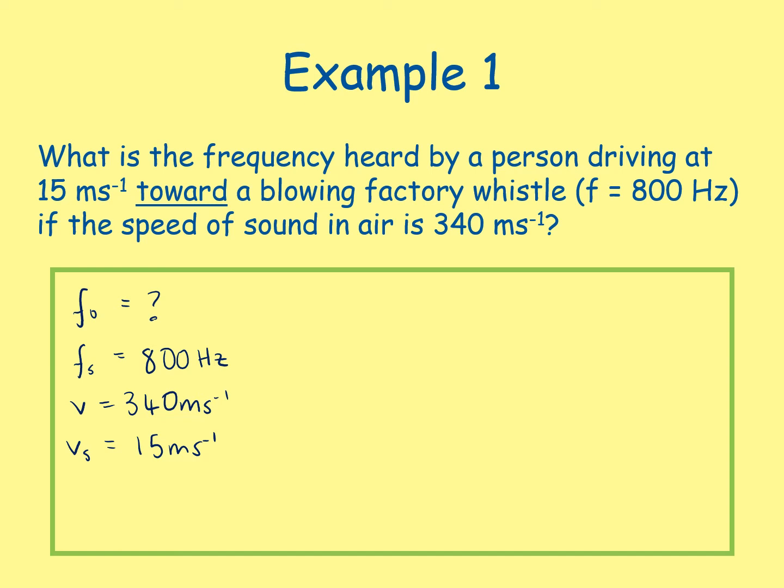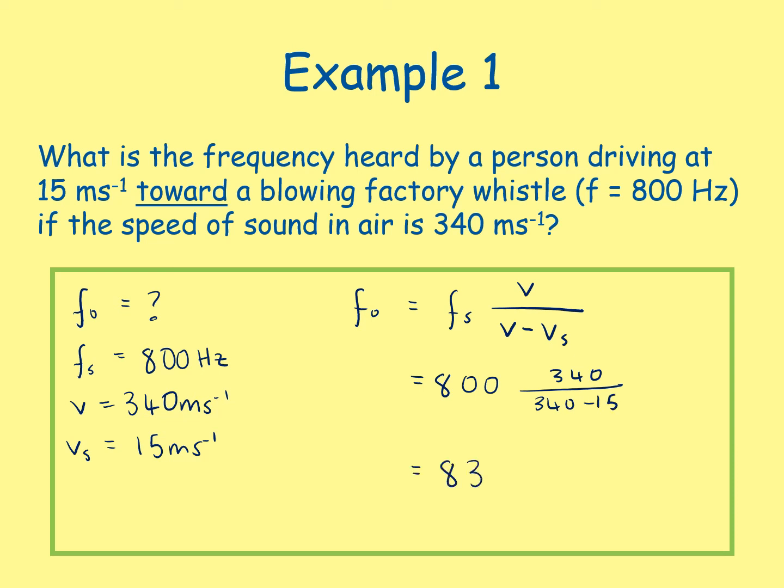We want to figure out what equation we want to use. So it's always going to be Fo equals Fs and V over. Are we going to use take away or add? Well, we're going towards the factory whistle, so we use take away. So V take Vs. Let's add in our numbers. We've got 800 times 340 over 340 minus 15. Popping that all into a calculator gives us 837 Hz.